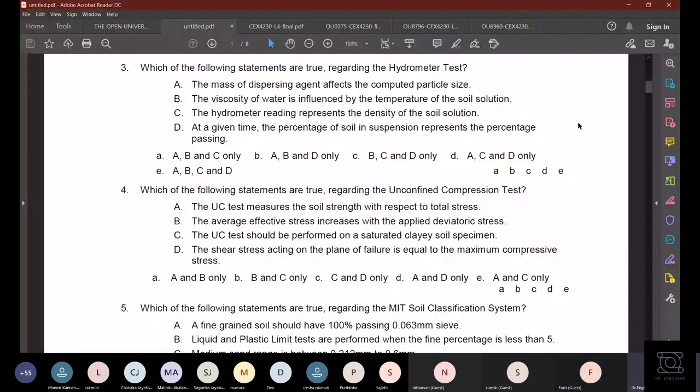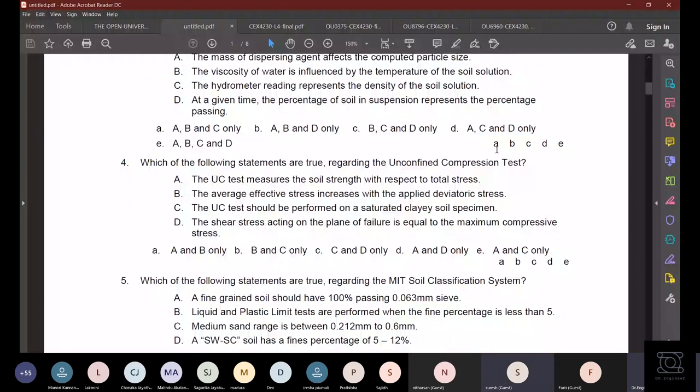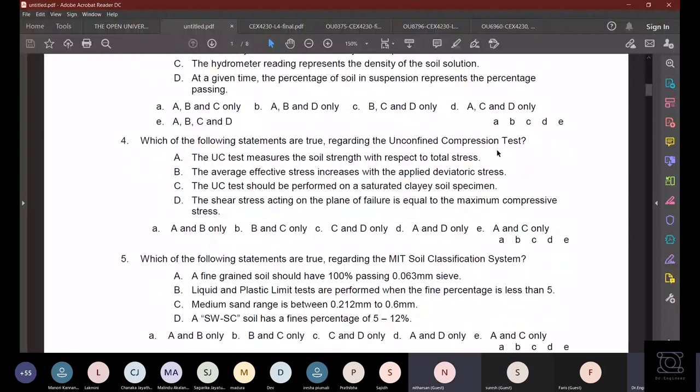Got it, thank you. Okay. Right, so I hope everyone would have understood that statement issue. So the answer for that question is option C, and we'll move to the next one, next statement one, right? So which of the following statements are true regarding the UC test, right? So now it's a UC test, right?